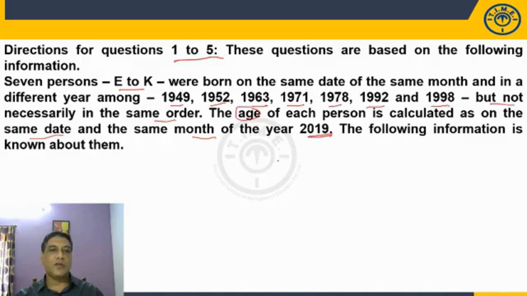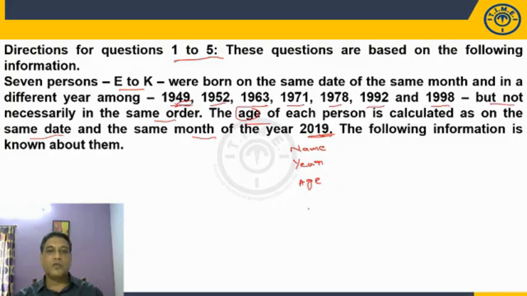The following information is known about them. So what are the parameters that we have here? The name of the person. We have to match with the year of birth. And of course, the moment we know the year of the birth, we also know the age. So we have to calculate the ages as well. So let us identify what are all the ages of these persons. We do not know which person was born in which year, but let us calculate the ages.